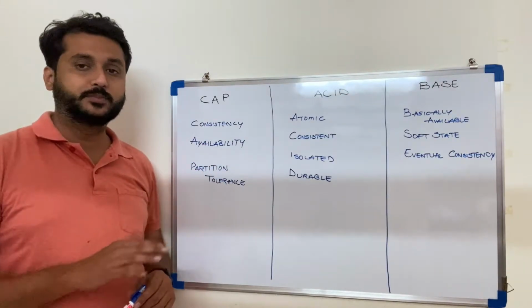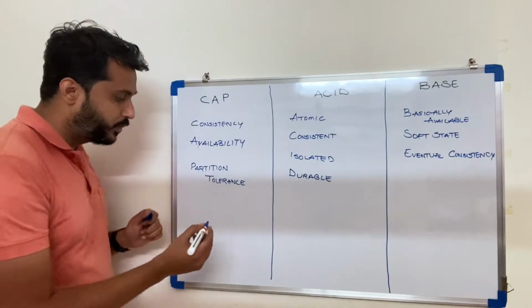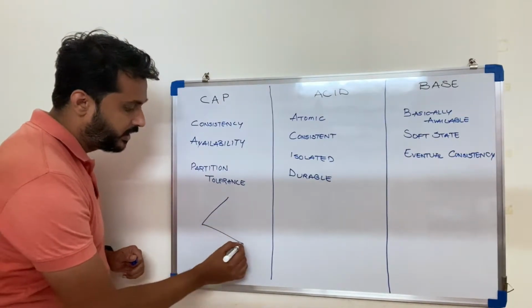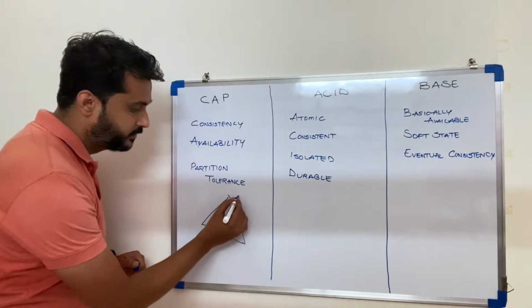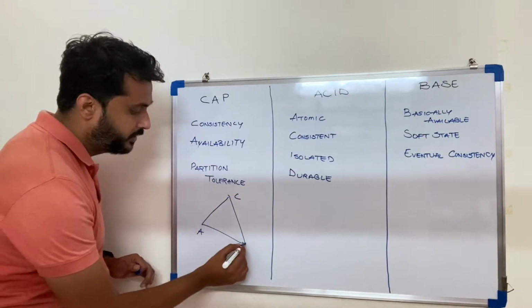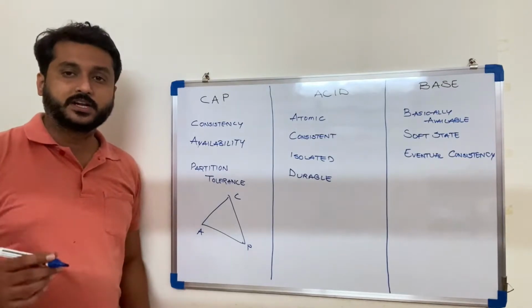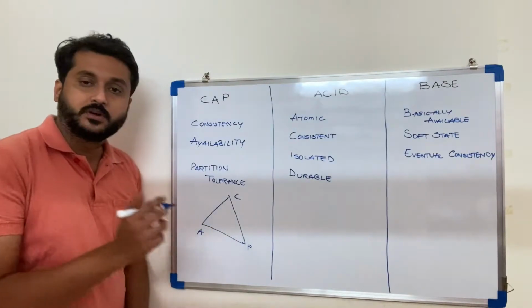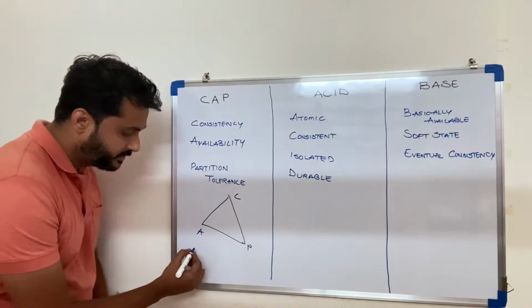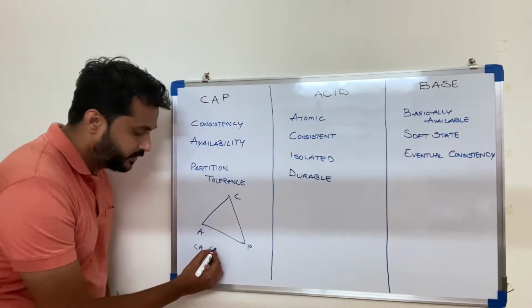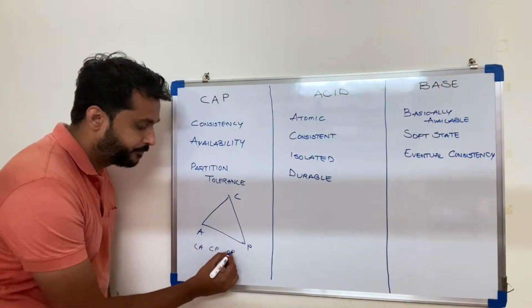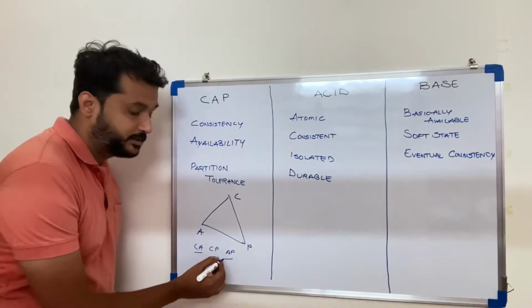What this means is that C, A, P are three different things, and at any point in time you can only achieve two of these. So what that means is you can have CA, CP or AP. But what does this actually mean?